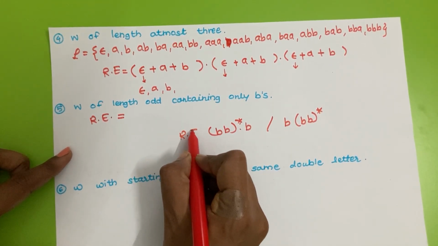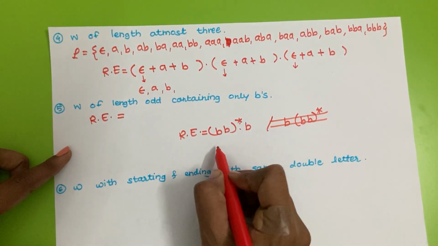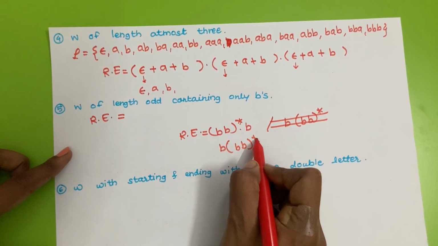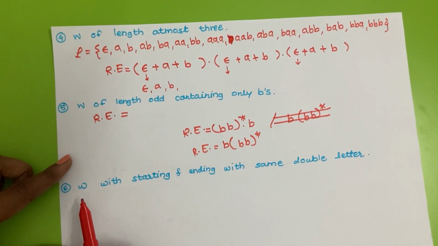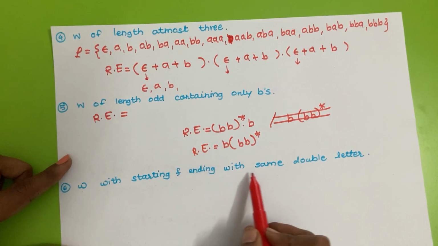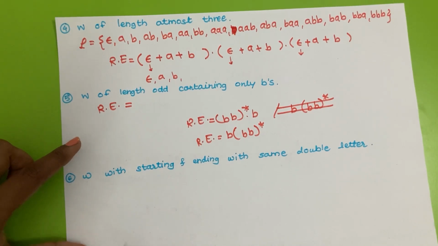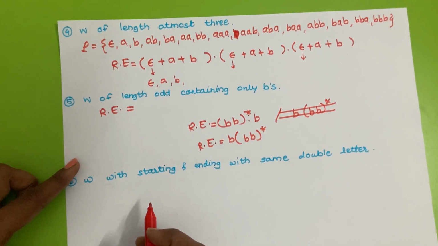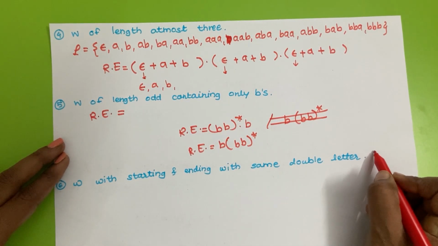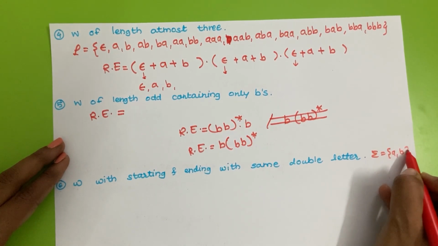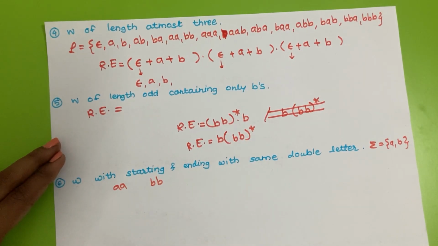So this is our final regular expression. You can write either this or this; both are correct. Now the next example is W starting and ending with the same double letter. Strings are starting and ending with the same double letter, and we have sigma as a comma b already given. Double letter means double A or double B, the same double letter.